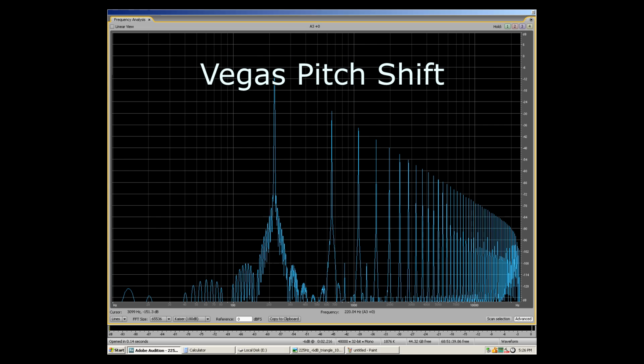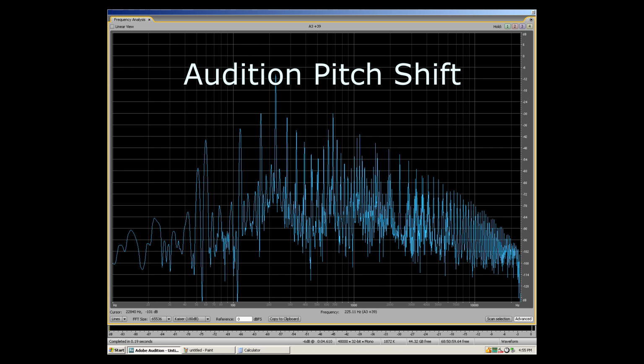And just looking at Vegas's pitch shift, we can see some interesting little side bands. They're less than what you saw in the actual pitch correction programs, except for G-Snap. But you also have more manual control over this, so it's kind of an interesting little give and take thing. Looking at Adobe Audition's pitch shift, this is a horrific mess. So the quality of your pitch shifter definitely makes a huge difference.